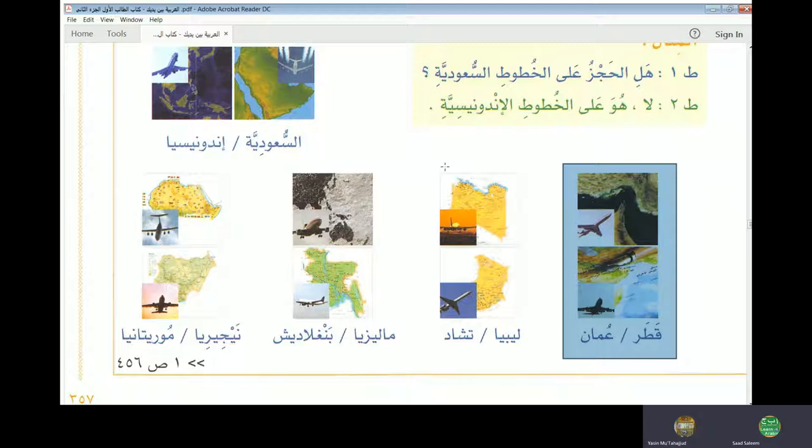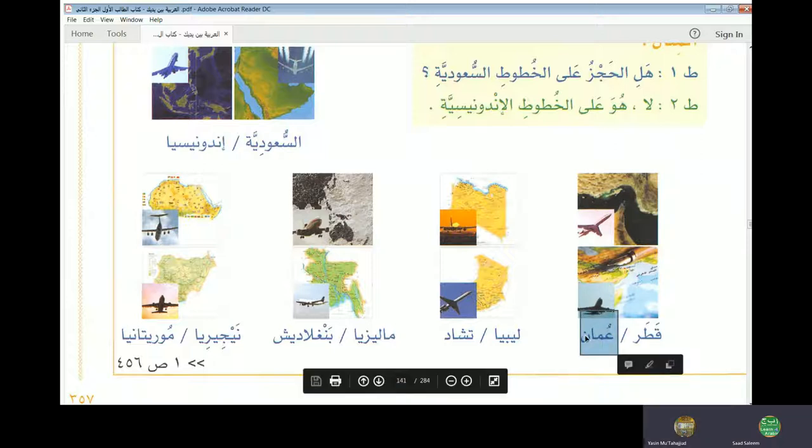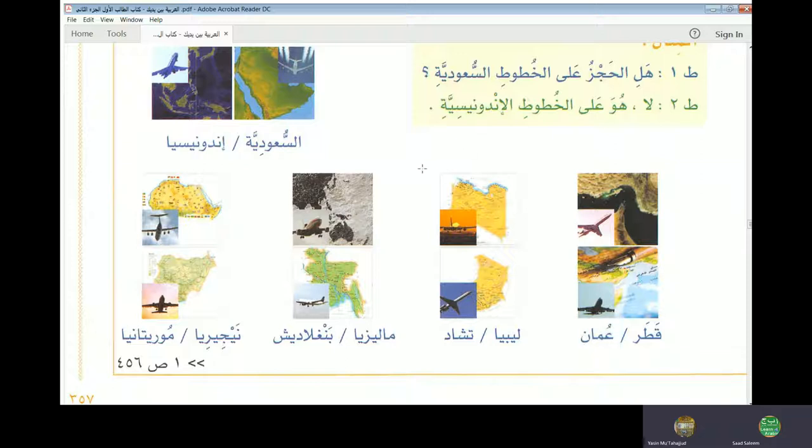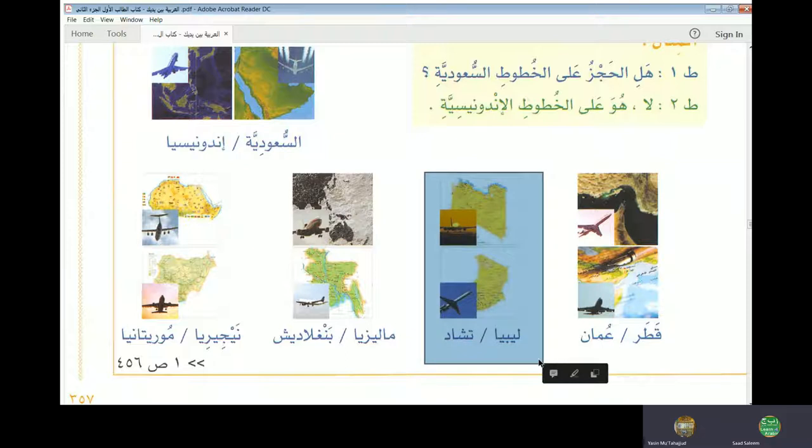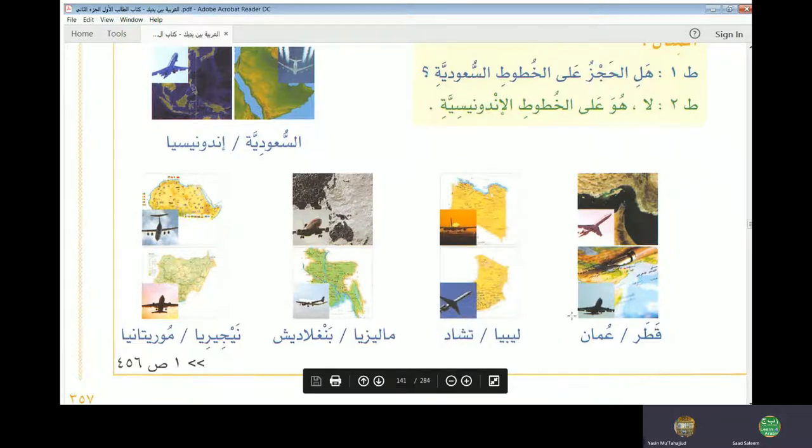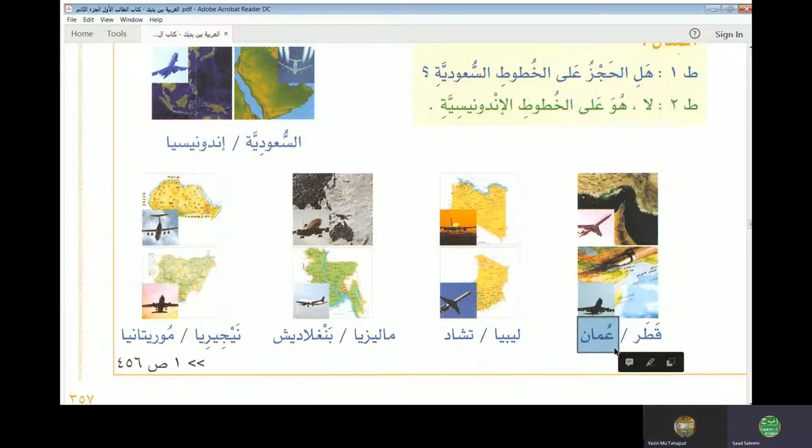Okay. So I was saying, la, huwa ala al-khutut al-Omaniya. Khutut. Omaniya. What is Omaniya? Oman is the name of a country. It is next to Saudi Arabia. Oman.